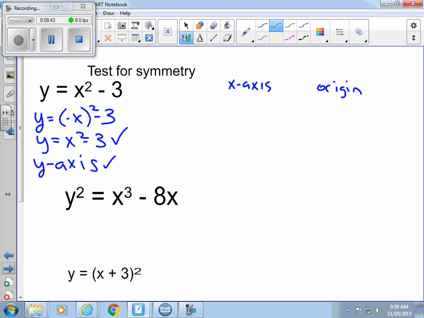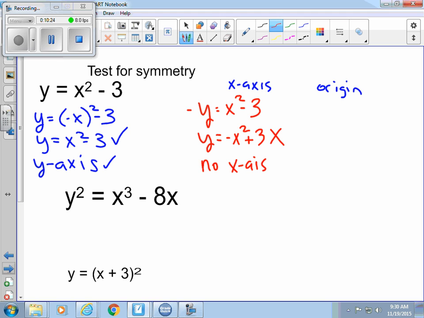Okay, let's look at x-axis symmetry. What do you do? Replace the y with a negative y. I do want to try to simplify this to see if it's equivalent to the original. Well, the original has a positive y on the left, so you might try dividing everything by negative 1 to get y equals. And if you do, you get y equals negative x squared plus 3. Is that the same as the original? No. So, no x-axis symmetry.